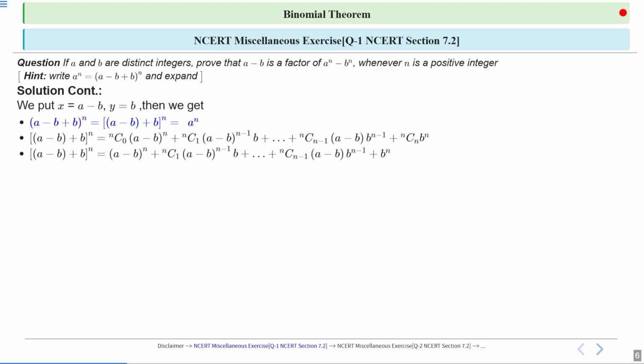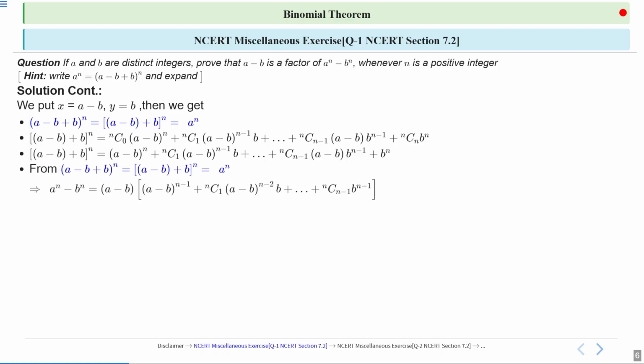Now continuing with the expansion, we can express (a minus b plus b) whole to the power n as (a minus b) whole to the power n plus n choose 1 (a minus b) whole to the power n minus 1 times b plus dot dot dot plus n choose n minus 1 times (a minus b) times b to the power n minus 1 plus b to the power n. And this is equal to a to the power n.